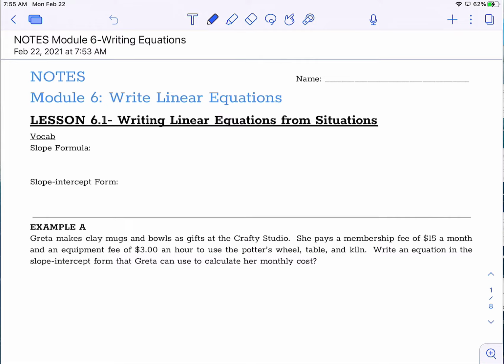So module 6 is writing linear equations. We have one more module here where we're going to be working with linear equations and doing a lot of the same things. So let's jump right into it.